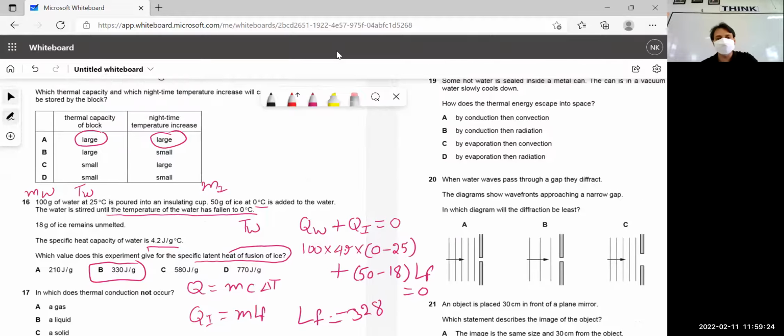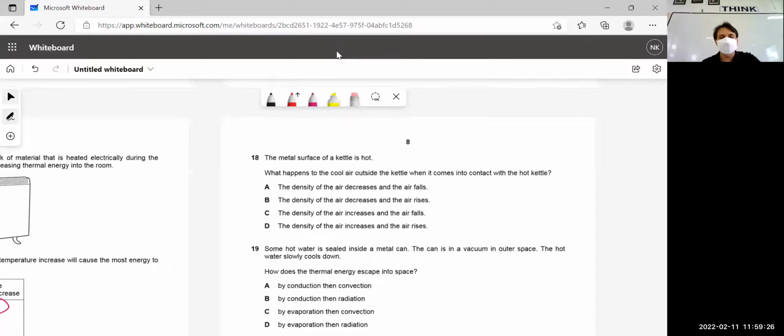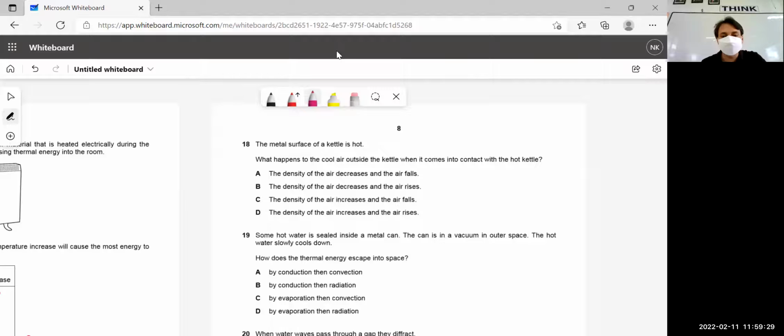Next, question number 18. The metal surface of a kettle is hot. What happens to the cool air outside the kettle when it comes into contact with the hot kettle? Suppose this is a hot kettle, the body is very hot. The air surrounding this hot kettle, what happens? It gets heated, it expands, its density decreases, and once its density decreases, it starts moving upward. It starts floating upward over the cold air and molecules of air.